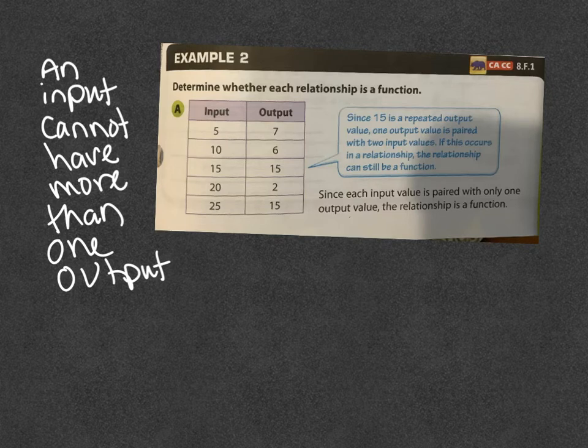He ended up with an output of 7. Here's an input of 10, different from that one that got an output of 6. This is an input of 15, got an output of 15. This is an input of 20, got an output of 2. An input of 25, got an output of 15. They're not even asking me to find out what the rule was that was going on there. They're just asking me, is it a function or is it not? Each input is different from one another. They all have a different output. I'm a function.